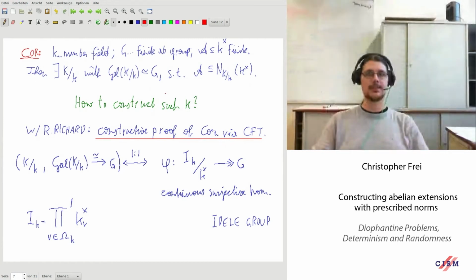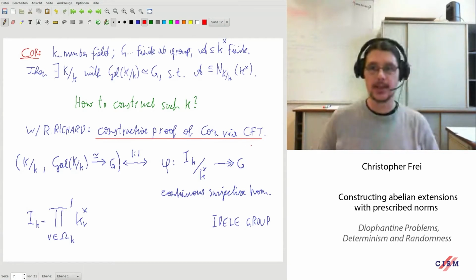And in particular, it's not quite clear how you actually construct such an extension. We know that they exist, we know that there are infinitely many, and we can count them, but it's not clear how to construct them. And that's what I worked out with Rudolf Frei. So we found a constructive proof of this corollary. And since it's about abelian extensions, this uses classical theory. So in my talk, I was planning to explain this construction to you, and in the end, to show you an example.